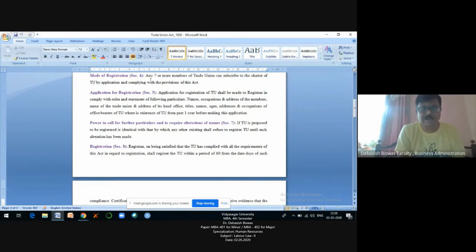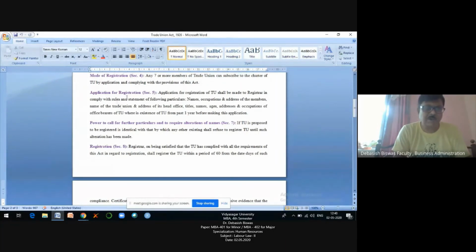That's why here it is written, any 7 or more members of trade union can subscribe to the charter of trade union by application and complying with the provisions of this act. So the mode of registration, any 7 or more persons by complying with various provisions of this act, they will apply for the registration. What are the various provisions, that I will discuss later on. At the time of application, what types of provisions you have to comply with, you have to maintain. Clear?